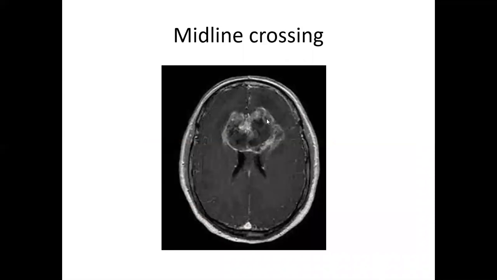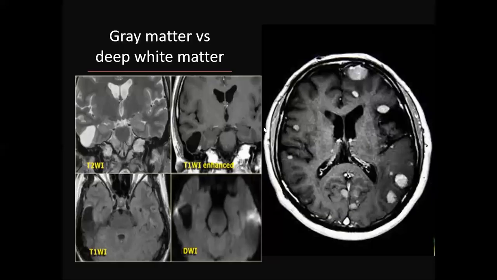Midline crossing: some tumors, mostly butterfly gliomas and lymphomas, can cross the midline and go to the other side. This is called midline crossing. Gray-white matter junction: we can tell where the lesion is, either gray matter, white matter, or gray-white junction. If you see multiple lesions here on the right side at the gray-white junction, it is suggestive of metastasis. Mostly cortical lesions are seen in oligodendrogliomas, but gliomas can happen in any part of the parenchyma.